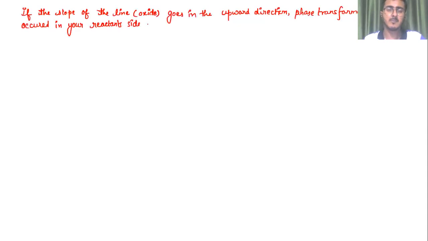Okay. All right. So similarly, if I ask you, this was your case one, right? Similarly, if I ask you, what will be your case two? What will be the condition for your case two? That is, the oxide line is basically going in the downward direction. How is this possible? Let us see that. So your case two is basically the line that is going in the downward direction.